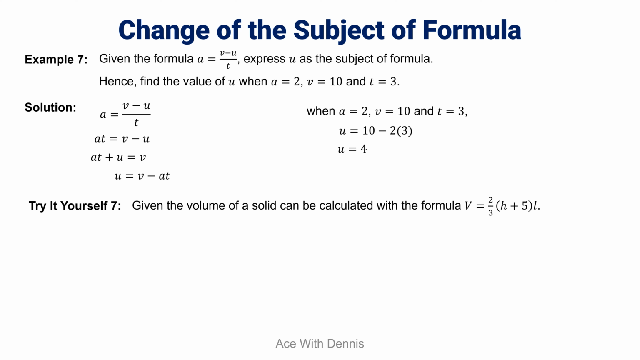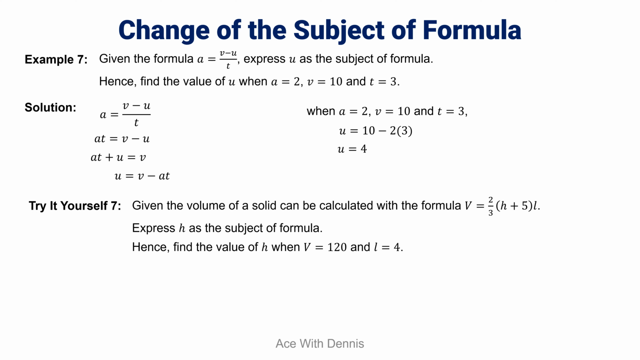Given the volume of a solid can be calculated with the formula v equals 2 over 3 bracket h plus 5l. Express h as the subject of formula, and hence find the value of h when v equals 120 and l equals 4. You can pause the video and try to do it yourself. Okay, so here's the solution.